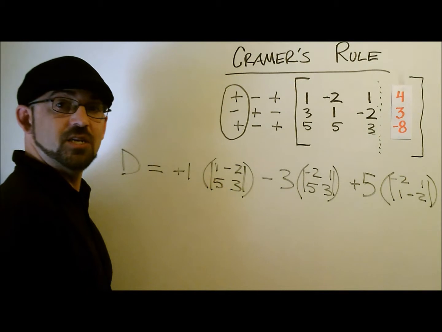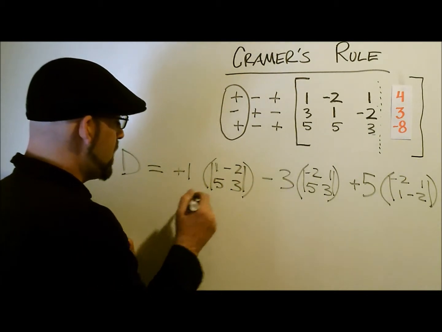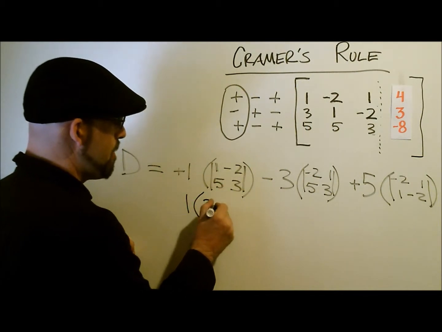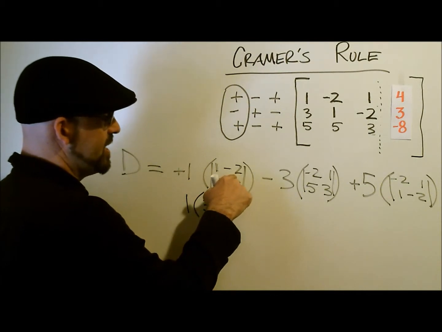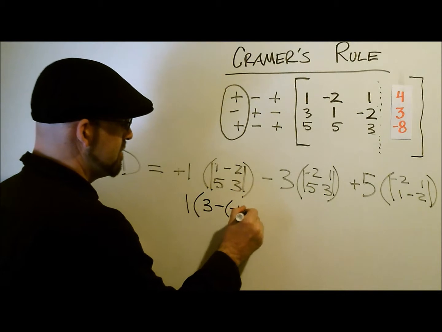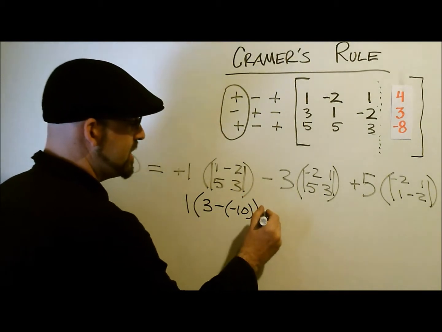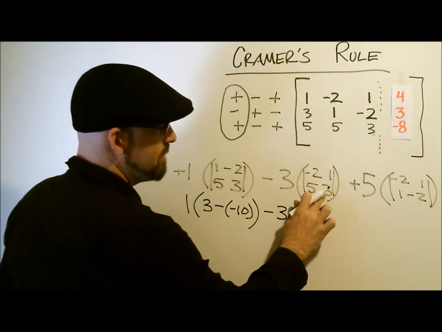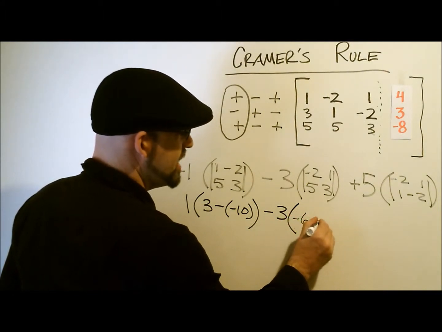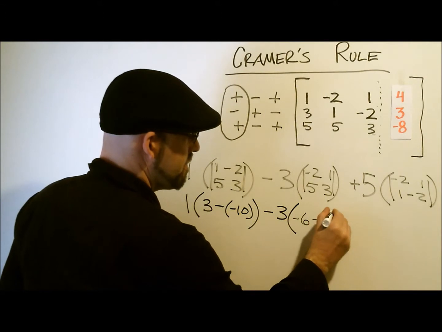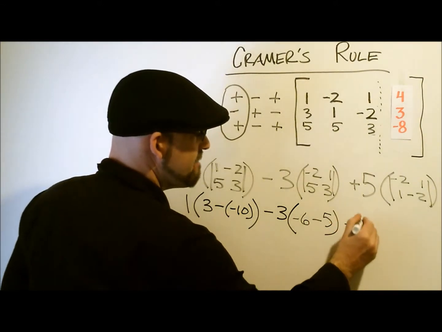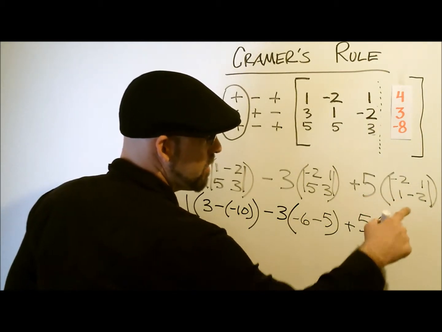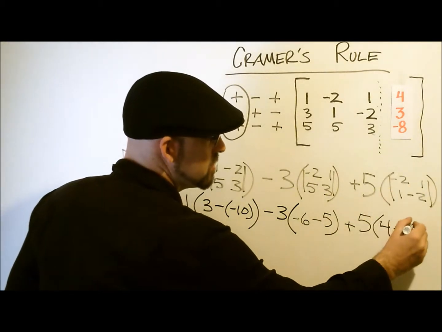So, let's find out what this equation means. So we have 1 times, well, 1 times 3 is 3, minus 5 times -2 is a -10, minus 3 times a -2 times 3 is a -6, minus 5, plus 5 times a -2 times a -2 is 4, minus 1 times 1, which is 1.